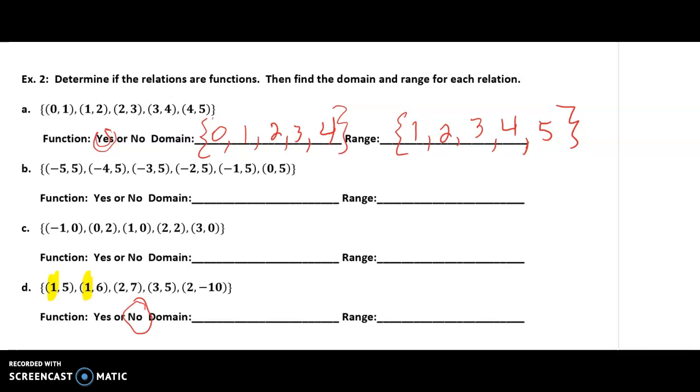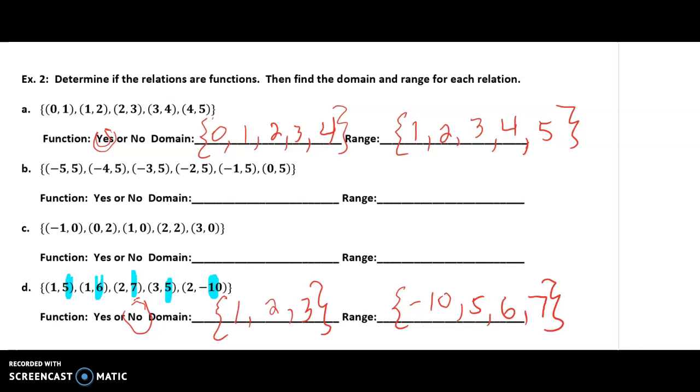All right, but we can still answer the remaining questions regarding domain and range. Remember, the domain is a list of all the x values. Now, since some of these x values do repeat, we do not have to write them more than once. Range, again, is a list of all the y values. When you list these, you definitely want to list them from smallest to biggest.